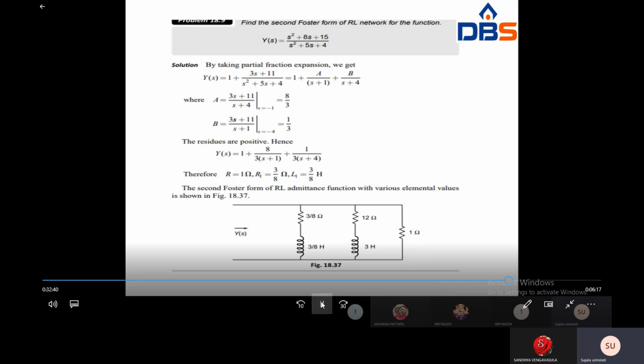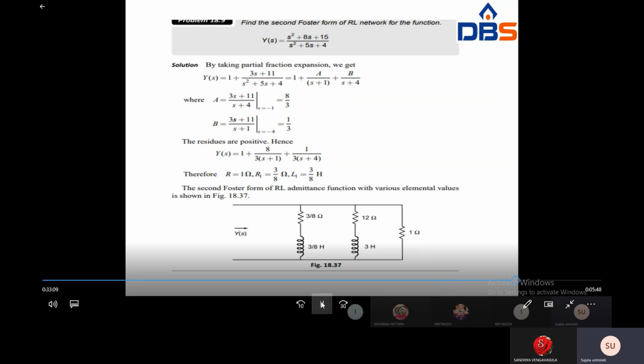This will become into S. So 8 by 1, that is 8, and 8 by 3 into S, that is 3 into S will be the division form. When you have to find the second Foster form, it is taken as admittance. In the admittance, 1 by S comes into the lower term, that is 1 by LS, the admittance form. So we take it as the inductance.